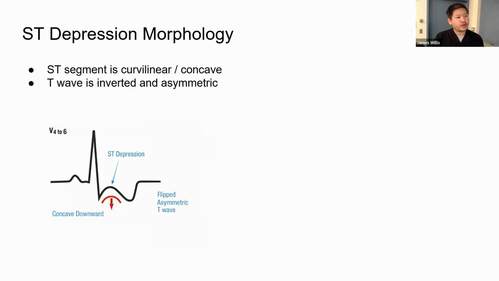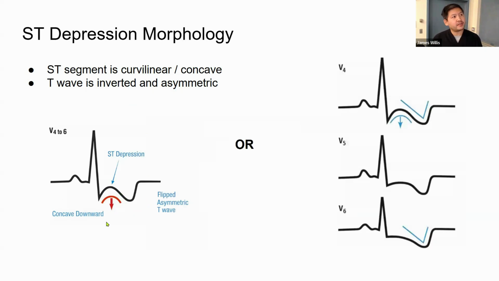ST depressions are similar in that they're curvilinear as well. They almost look biphasic, and the T waves are asymmetric as well. You may get this pattern for all your leads, or you may get something called an atypical pattern where it progresses, curvilinear upward, and then goes downward, even flat, and then goes really down here.